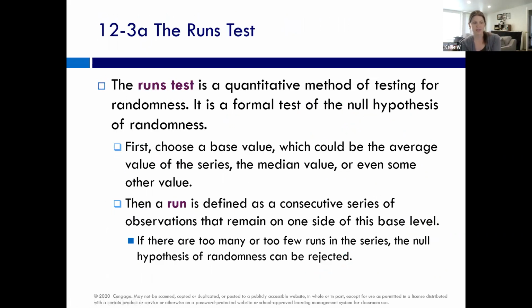There's another test called the runs test, which can be used to test for randomness. It's kind of our way of doing hypothesis testing for randomness with time series data. So we choose a base value, which usually is the average value of the series. Sometimes it could be the median. Then a run is defined as a consecutive series of observations that remain on one side of this level. So if we have too many runs or too few, then we can reject the null hypothesis of randomness.